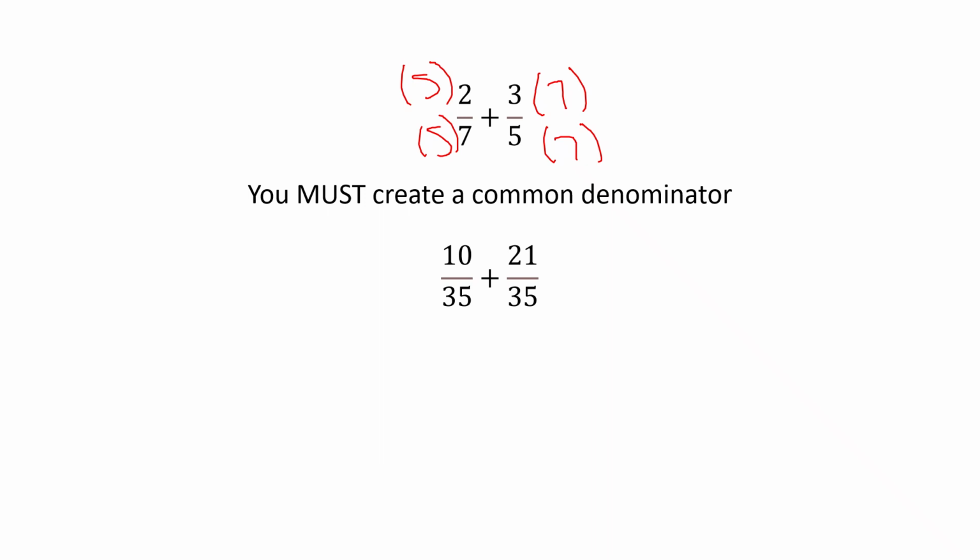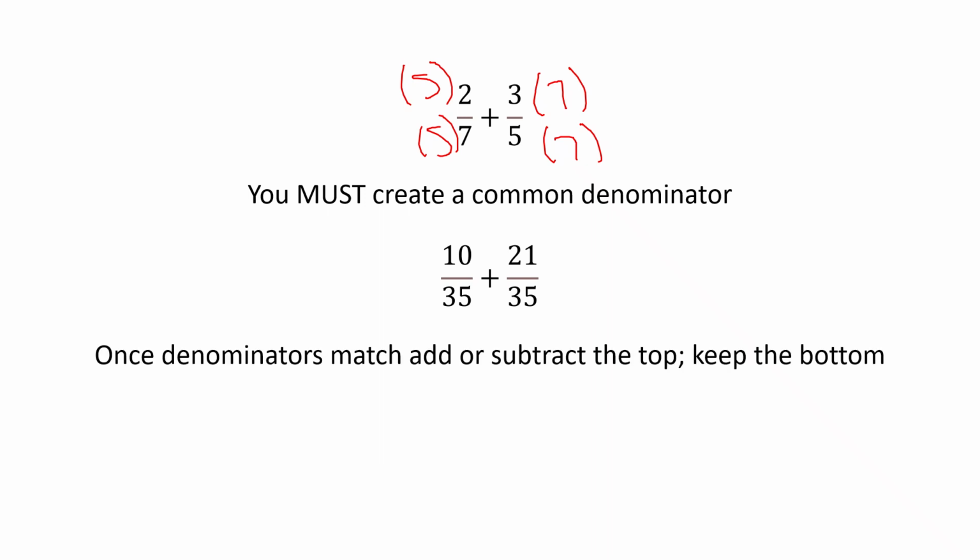And the reality is, if these were just number problems, we could use our calculators. When we have rational expressions, when we have letters in here, I can't enter that in my calculator. So I'm going to have to do it by hand like this. Now, when our denominators match, we add or subtract the top, and we keep the bottom. So 10 plus 21 is 31, and I keep my bottom, which in this case is 35.